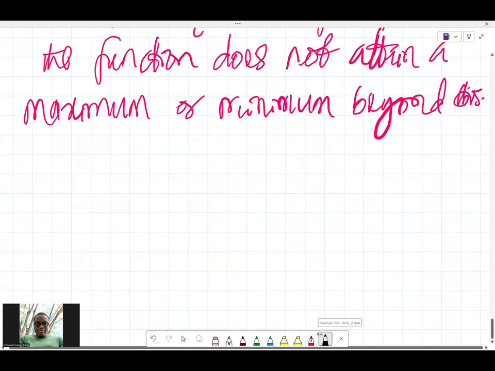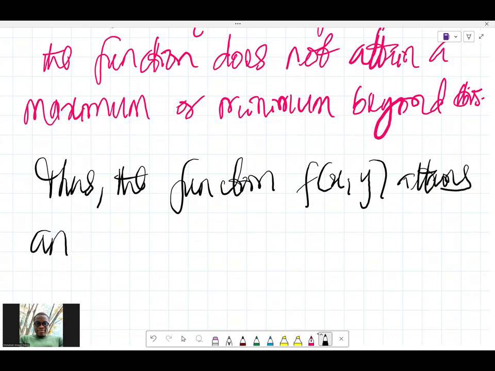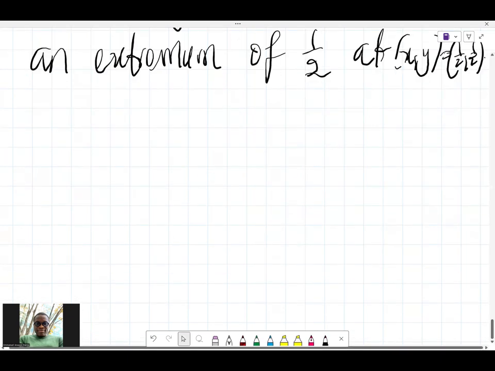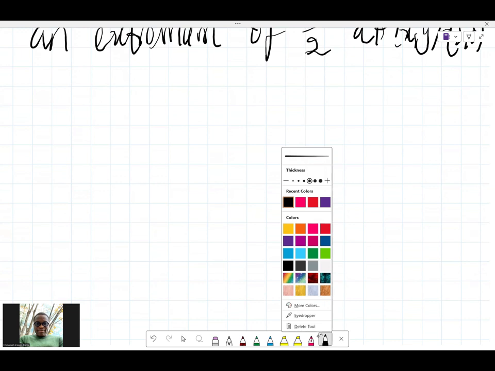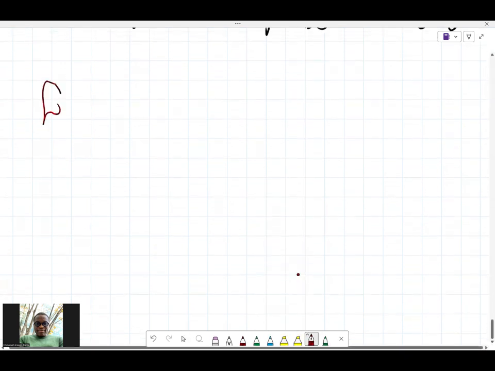So in conclusion, we can say, thus, the function f of x comma y attains an extremum of 1 over 2 at x comma y equals 1 over 2 comma 1 over 2. Basically, that goes. So let's talk about another example. Example 2.